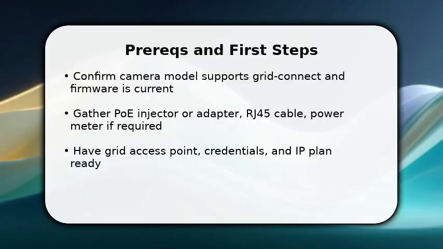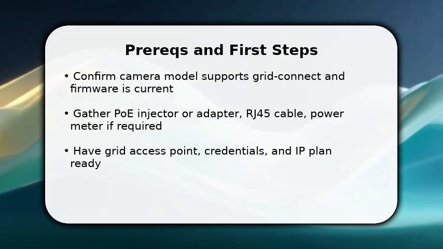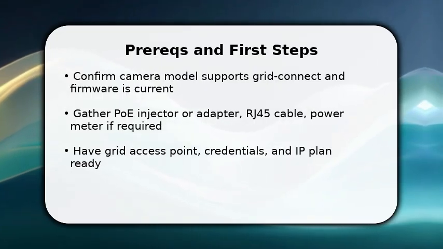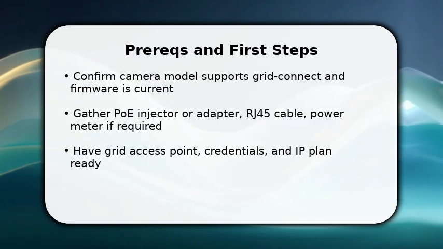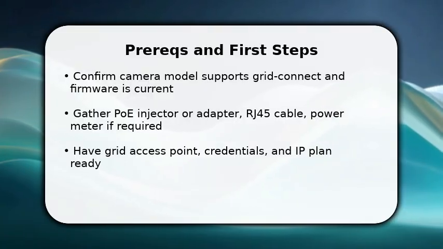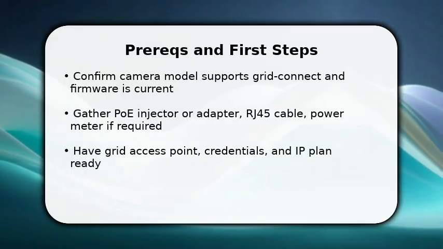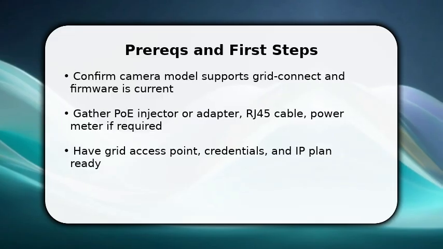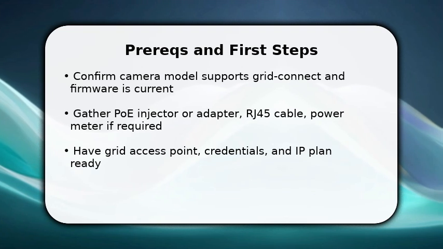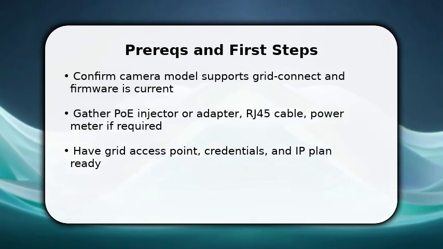Please enjoy the video. You start by verifying compatibility and gathering parts: camera, PoE injector or adapter, Cat5e/6 cable, and grid access credentials. Once done, power the PoE injector but do not connect the camera yet. This prevents boot confusion. Make sure your network IP range and any DHCP reservations are planned so the camera gets a predictable address. You need physical access to the grid connection point and documentation for the camera's default IP. This saves time when you first ping and access the web interface.